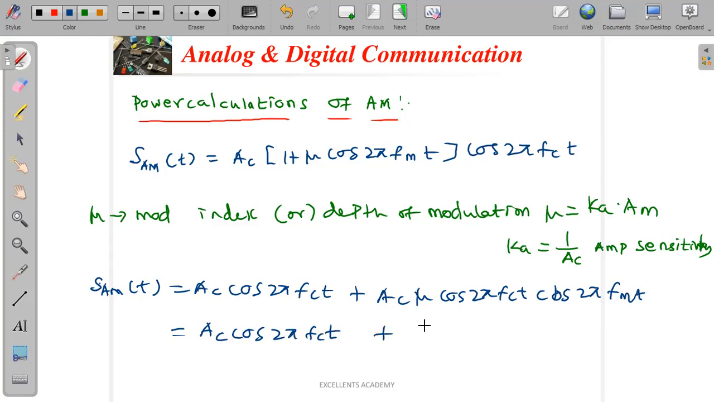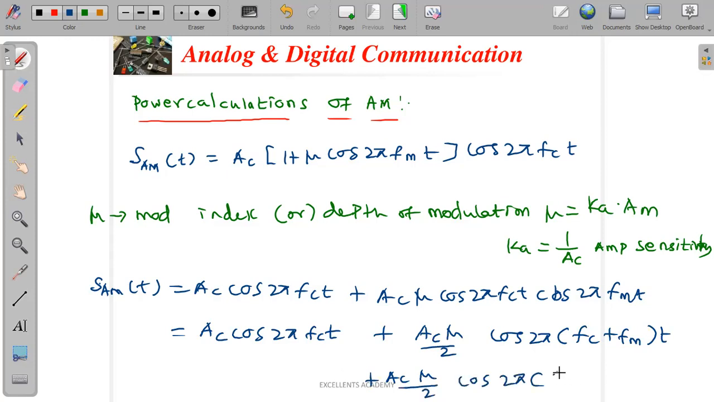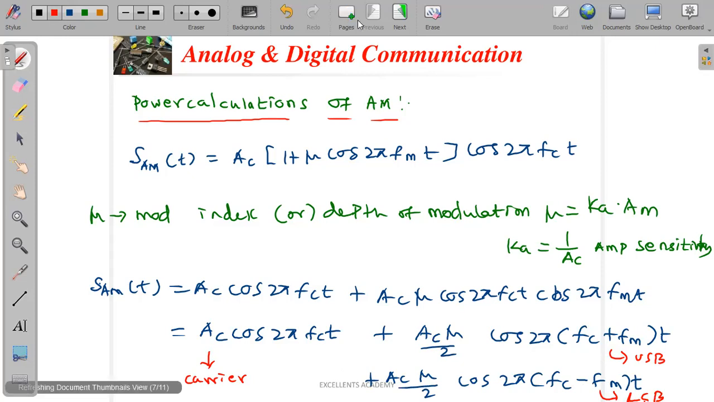Plus இங்க Ac mu by 2 cos 2 pi (fc plus fm) t, cos A plus B form, plus Ac mu by 2 cos 2 pi (fc minus fm) t. So this is upper sideband component of AM and this is carrier component of AM and this is lower sideband component of AM. So AM would have upper sideband component, carrier component and lower sideband component.